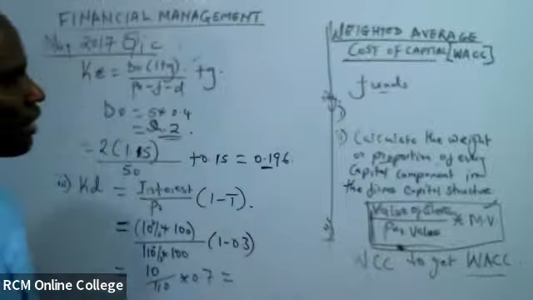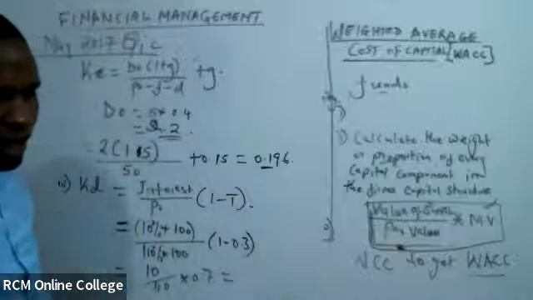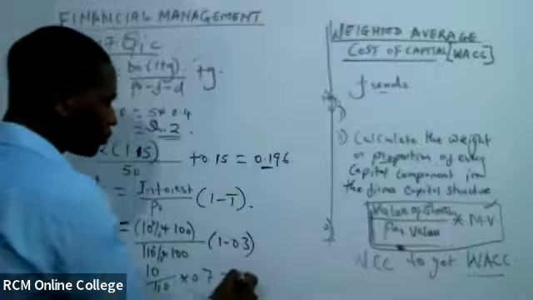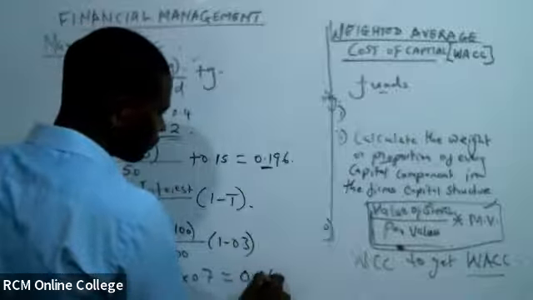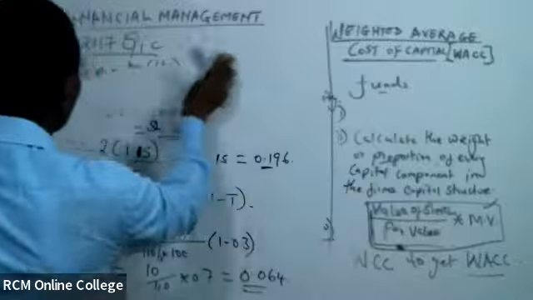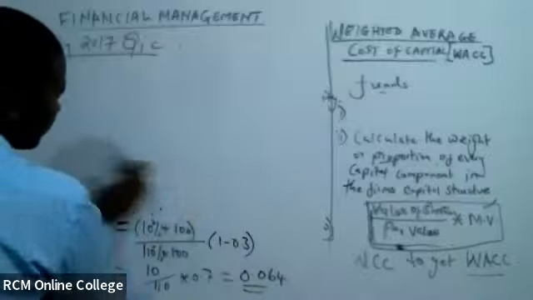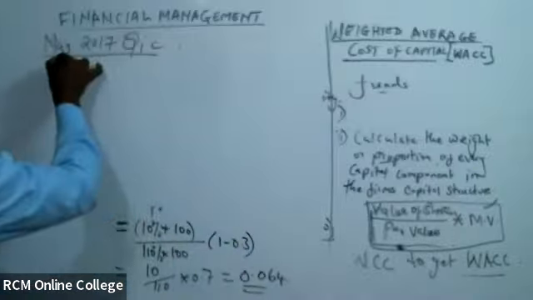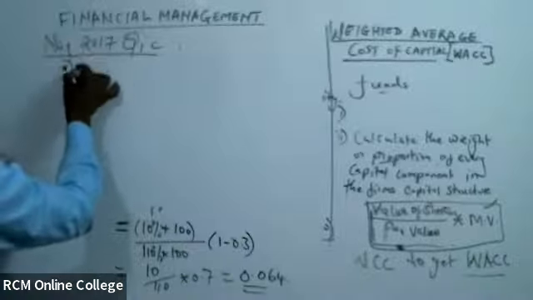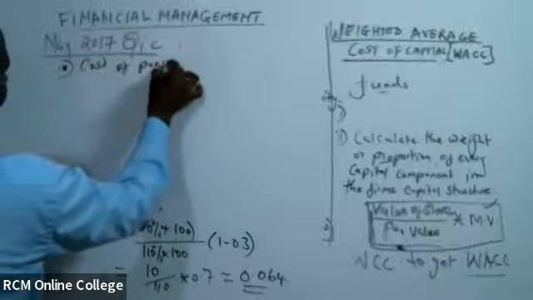Once I get the KD, class, I move directly to the KP, the cost of preference share. People are giving me 0.064. That is what we have as well, KD, the cost of debenture. So we move to the next one, which is Roman number 4, and this is the cost of preference share.